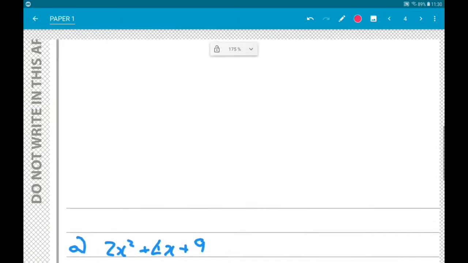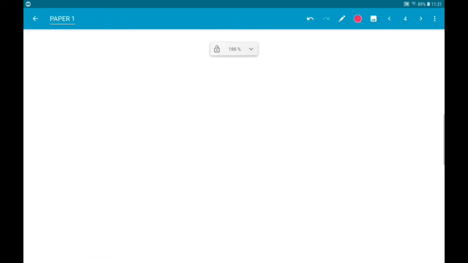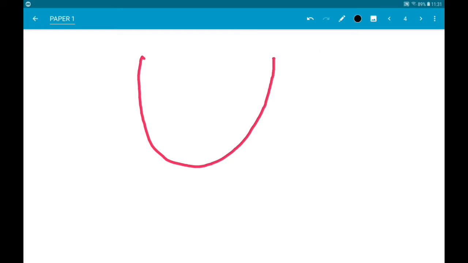So, at the moment, we can say then, there's our curve, and we know we're going to hit the y-axis at 9, and we know we're not going to hit the x-axis. So, there's our x-axis. Now, to know where to put the y-axis, we need to know the turning point.